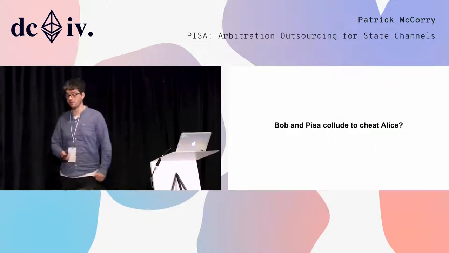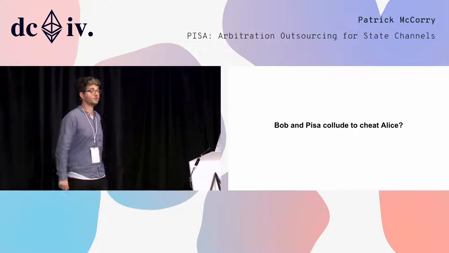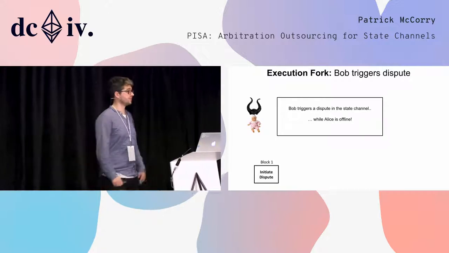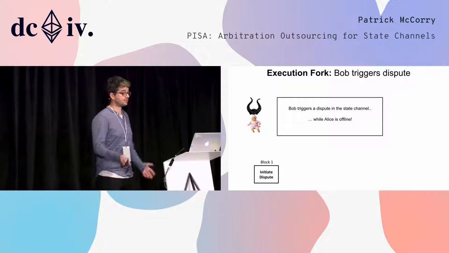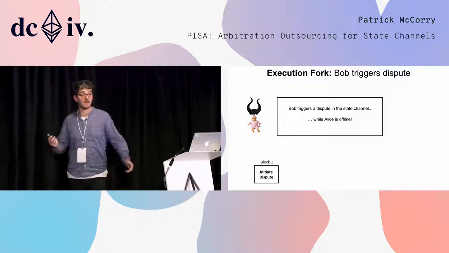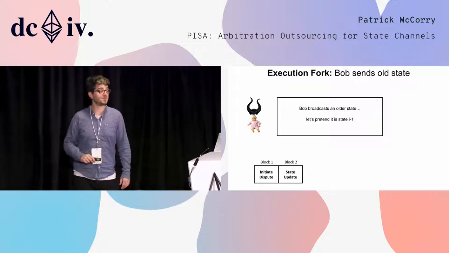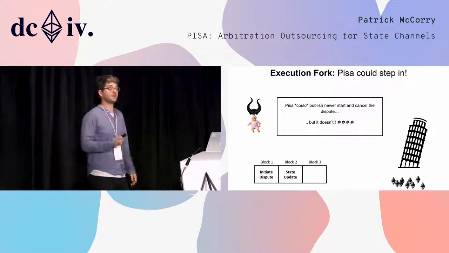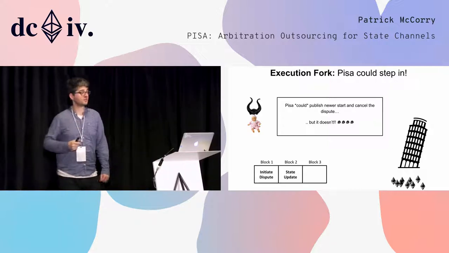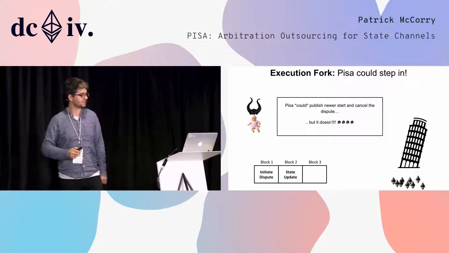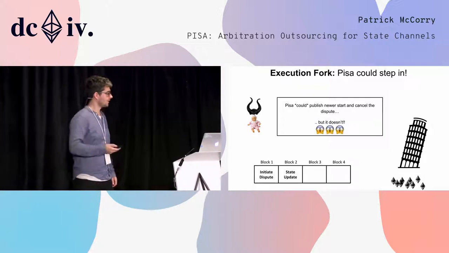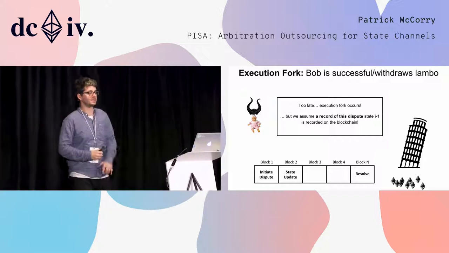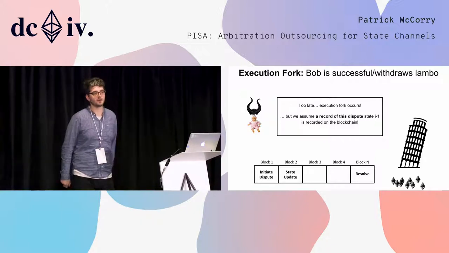Now the next question is, what happens if Bob and PISA collude to cheat Alice? So imagine again, Alice goes offline, she's asleep, dreaming about being a Lambo bro, and then Bob triggers a dispute while Alice is offline. He sends the state update, which is an older state that would give him more coins than he deserves. Now, PISA should step in and relay the message to settle this dispute. But PISA doesn't. PISA is colluding with Bob. Oh my God, it's happening. It's losing. Boom. Bob wins. He resolves the dispute. He gets his coins from the channel, and Alice is left out.